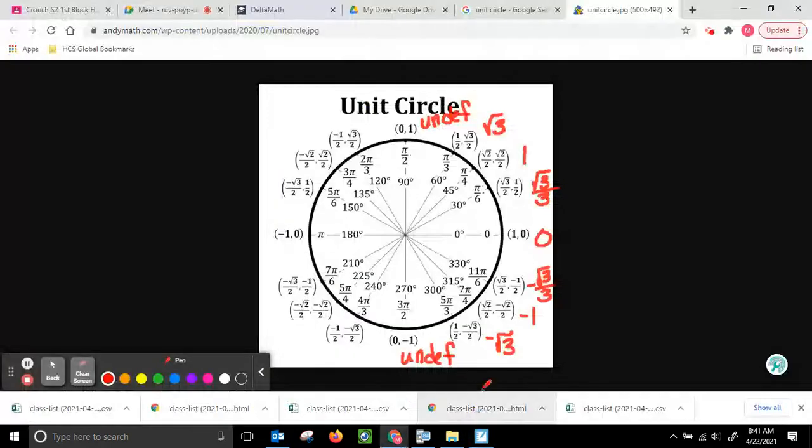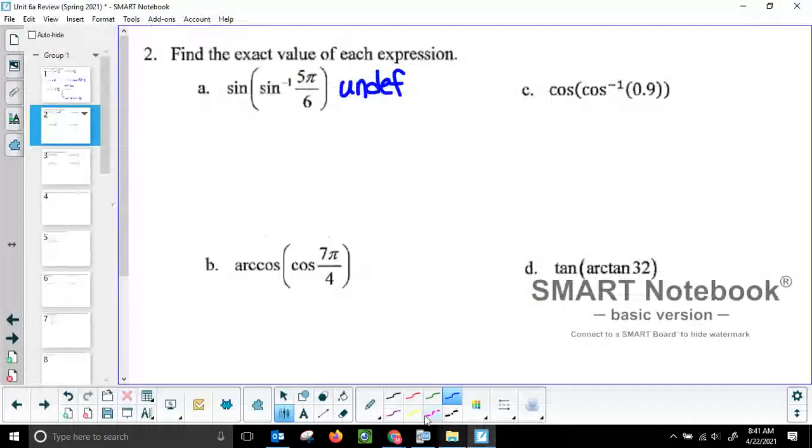So I can look at my unit circle. I go here to 7 pi over 4. Cosine is my x coordinate. Well, that is the square root of 2 over 2. So now I can say, remember arc cosine is the same as inverse cosine. So this is really the inverse cosine of the square root of 2 over 2.